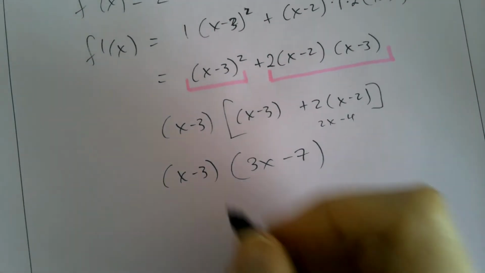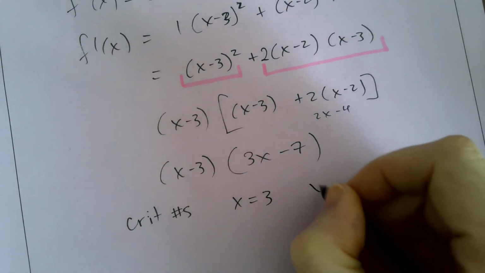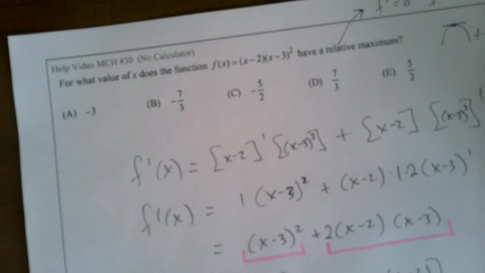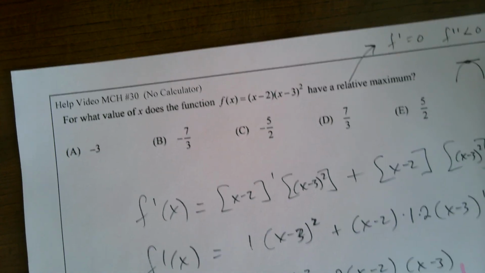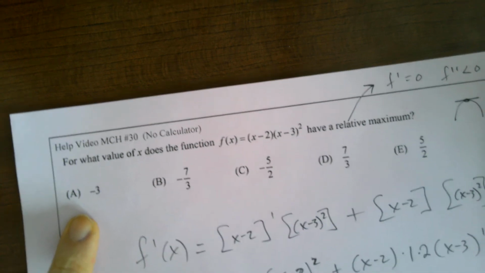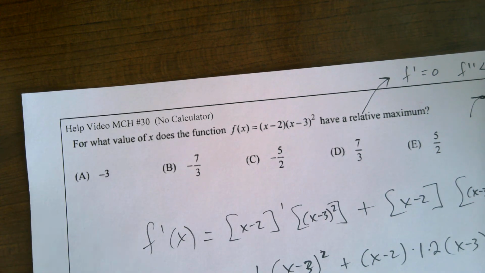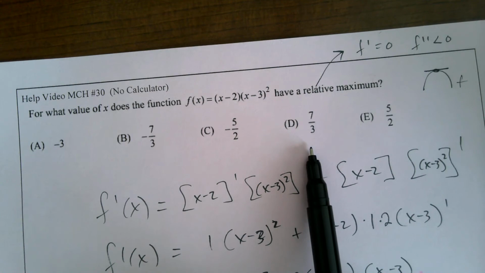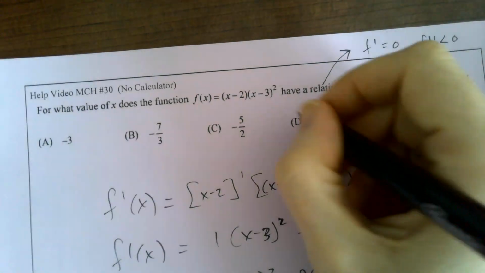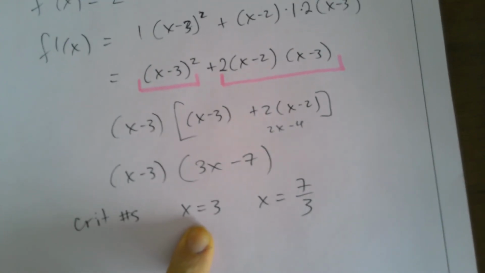Okay. So our critical numbers are x equals 3 and x equals 7/3. Oh my gosh, look at that. Guys, positive 3 is not even a choice. So that means that 7/3 is our only option because they don't have one that's like none of these. So boom, I'm just going to circle it because they don't even have the other option.